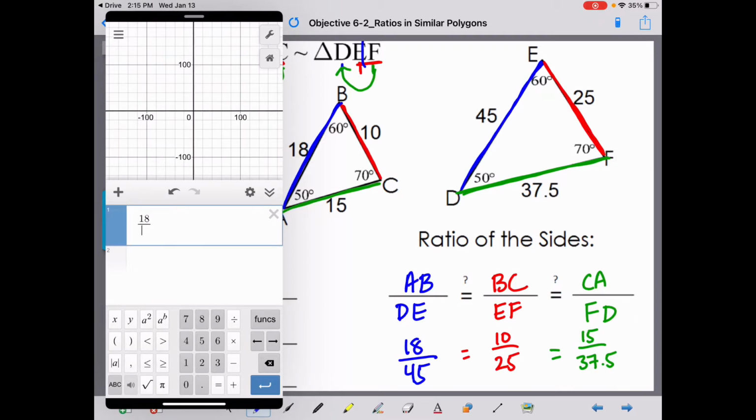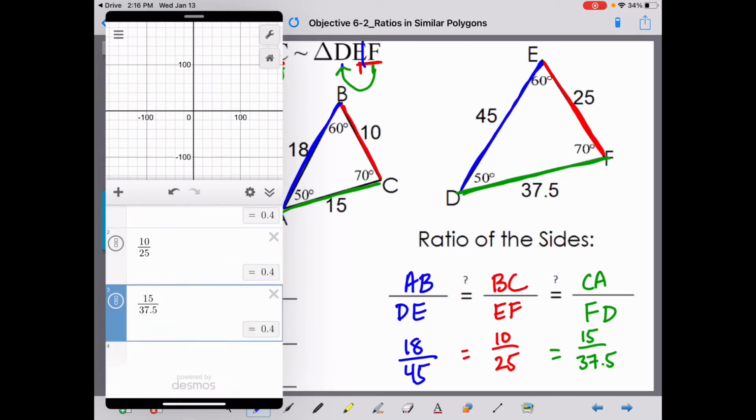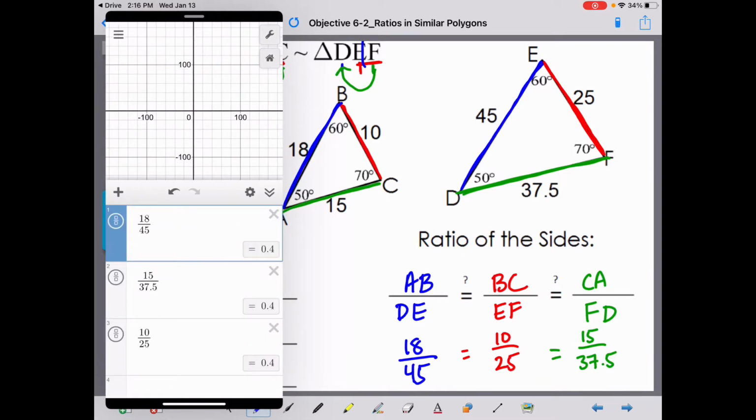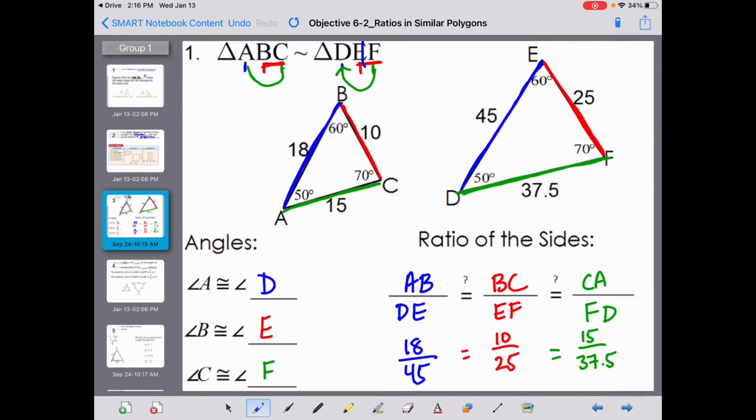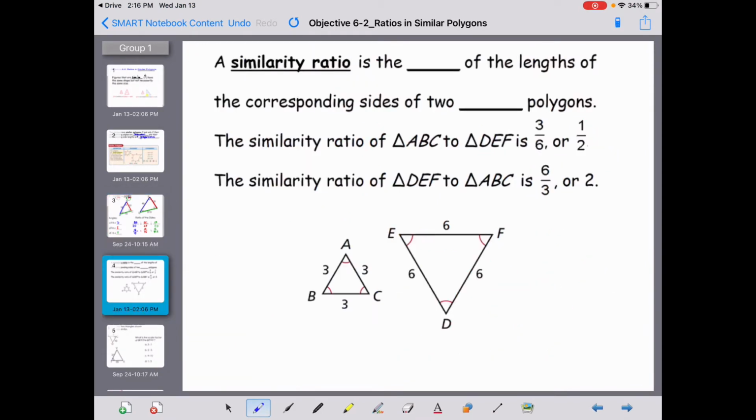So 18 divided by 45, 10 divided by 25, and then 15 divided by 37.5. I got the same number each time that I simplified, each time that I typed in those sides, I got the same number. Now, that number has a special name. It's called the similarity ratio.